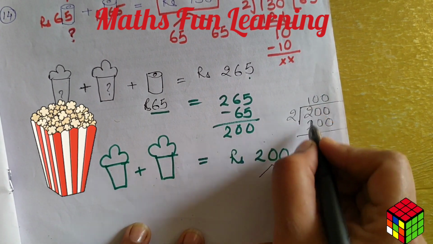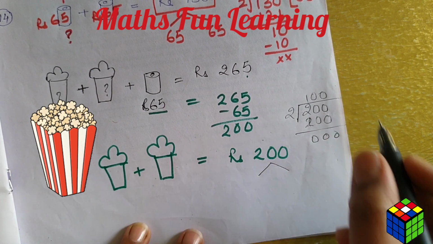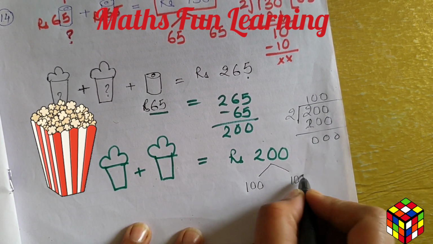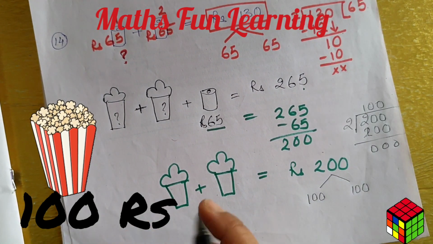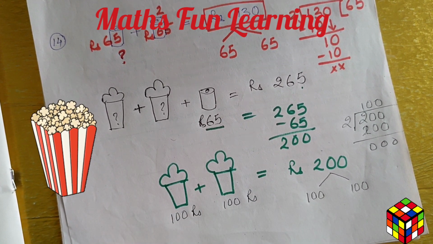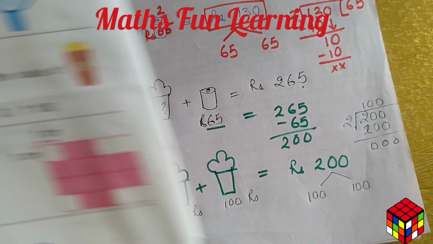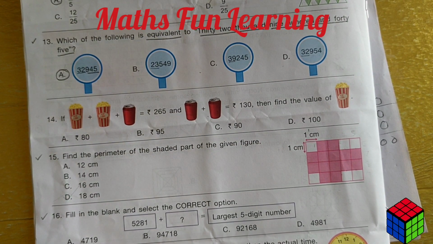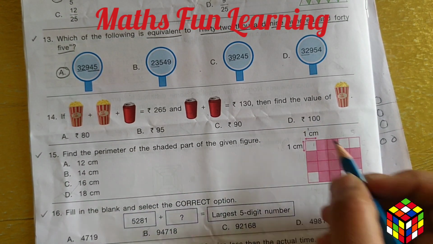Sorry, 2 ones are 2 and then 0. So it gives you a 100. So 100 each. You can see? So that means the popcorn price is 100 rupees. Okay, let's see which option is correct here. Option D is your correct option.